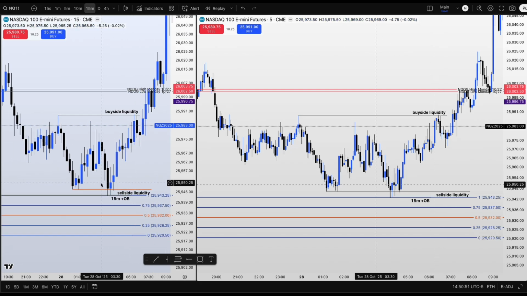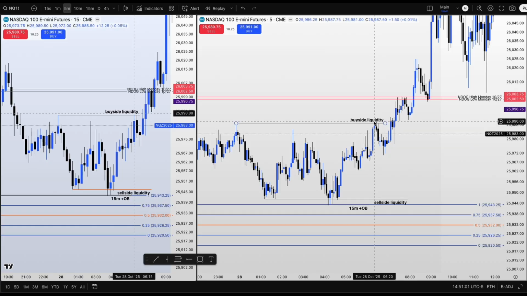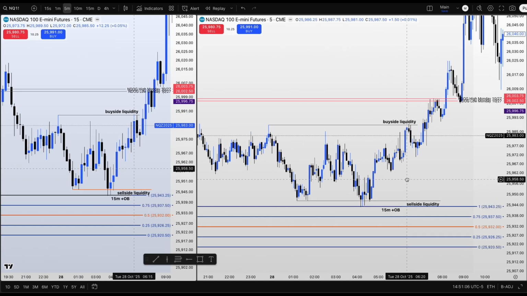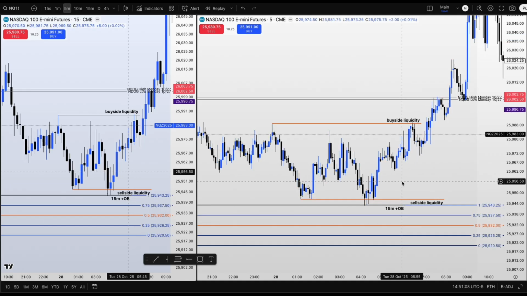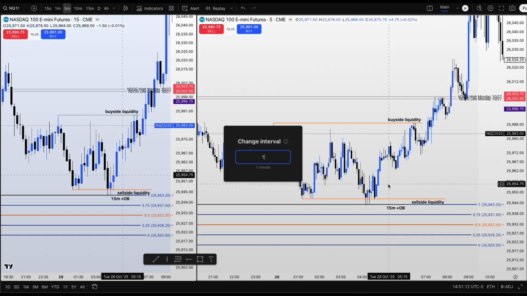As you can see here on the 5-minute and the 15-minute, we tap the upper quadrant, or the high of the order block, and we never return to that level, and we just go out and take out the highs here. So to show you my execution, this is the 5-minute chart. I entered off the 1-minute.